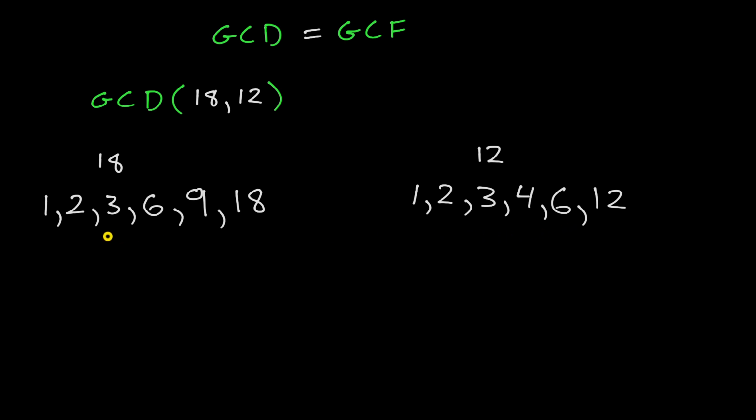So let's list the common divisors for 18 and 12. Well, 1 is a common divisor. 2 is a common divisor.